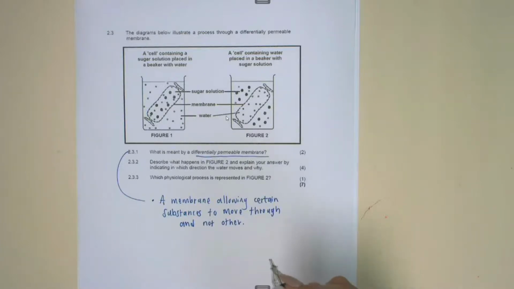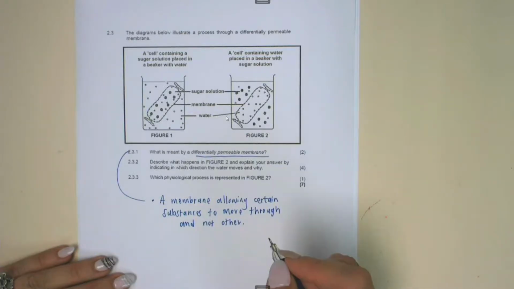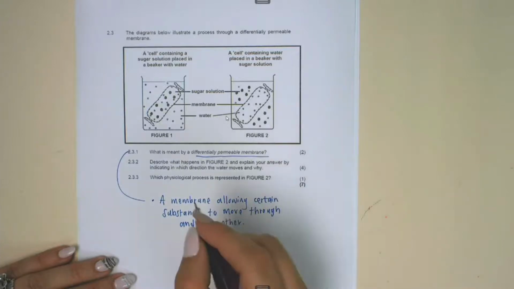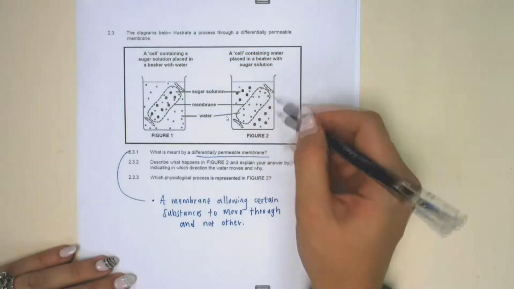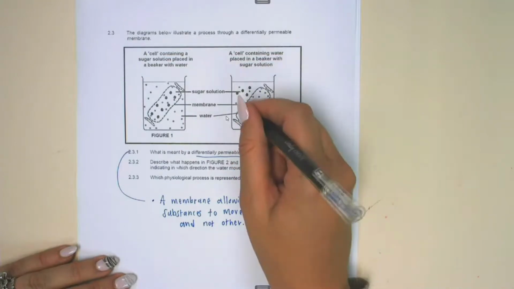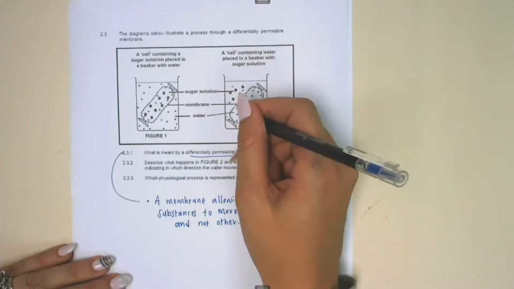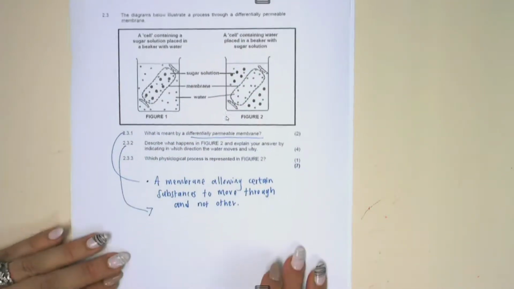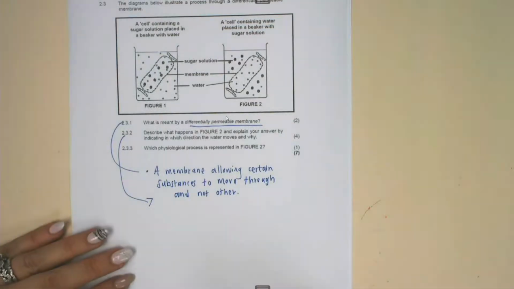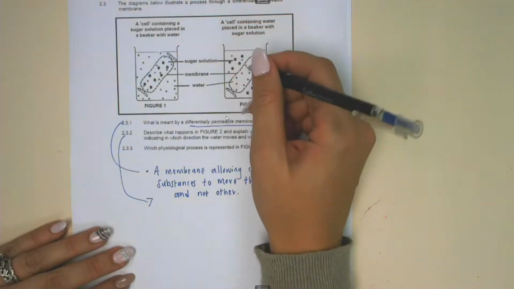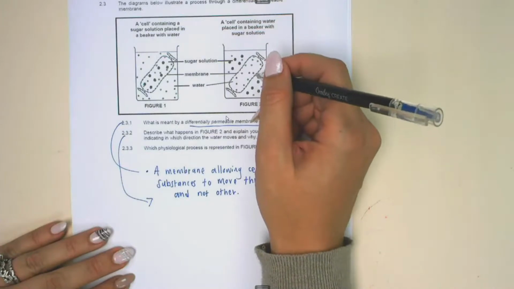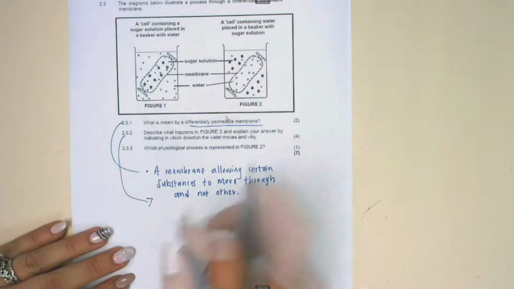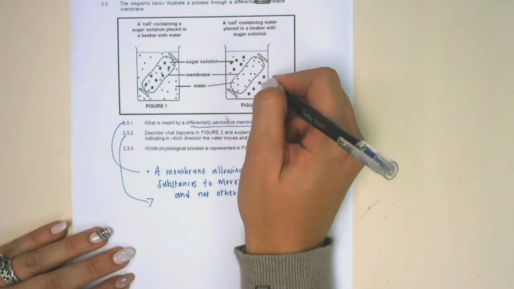permeable. Then the next one said, describe what happens in figure 2 and explain your answer by indicating in which direction the water is moving and why. So they want to know what's happening in this figure. They also want to know, is the water moving out of the membrane or into the membrane, and why is it moving in that specific direction? If we look at it, you will agree that the cell is shrinking. And the cell is shrinking because of the water moving out. So you can agree that the water is moving out to the sugar solution.